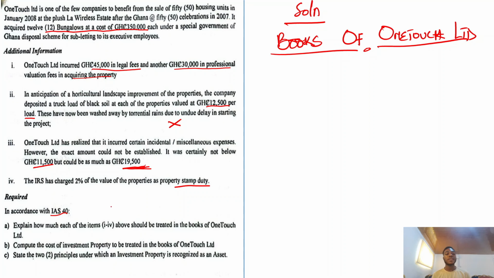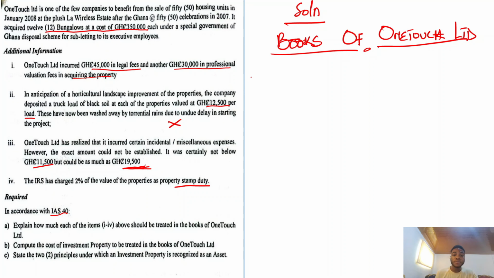asset. Then we are saying that the IRS has charged 2% of the value of the properties as property stamp duty. So we have to calculate 2% of the value of that particular building that we acquired, and we charge it as stamp duty. Are you getting the picture? So that is for A. Now when you talk about B, with IV it will be added as part of the cost of the asset. Are you getting the picture? Because it's a direct attributable cost.